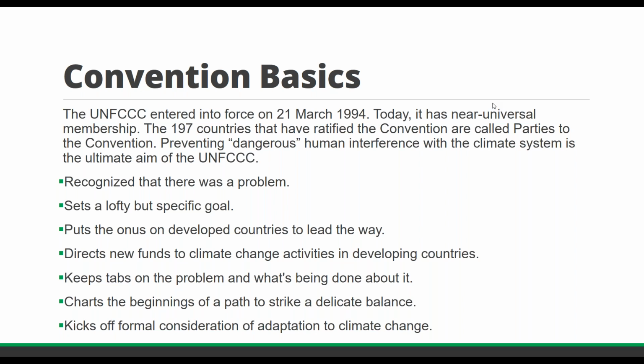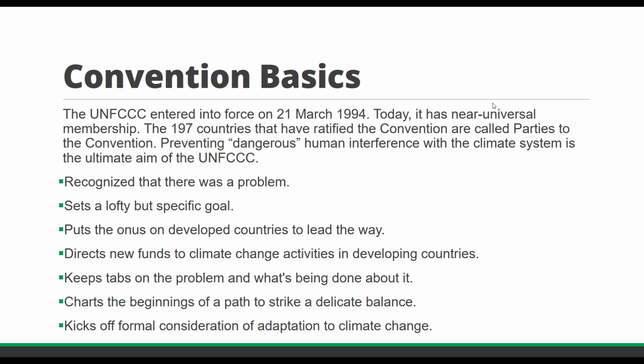Some of this might be background that you all are very well aware of, and hopefully this can just live on as a tool for those who are coming to this process for the first time. So the convention, of course, entered into force on March 21st in 1994, and it has now near universal membership. The 197 countries that have ratified the convention are called the parties to the convention. And the basic premise of the entire UNFCCC is preventing dangerous human interference with the climate system.